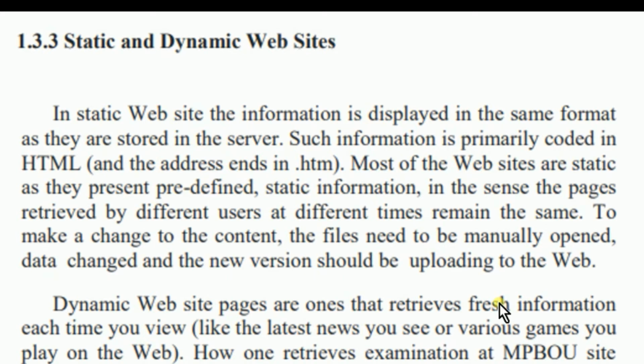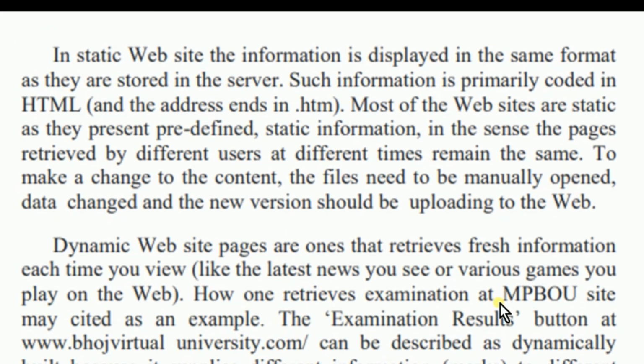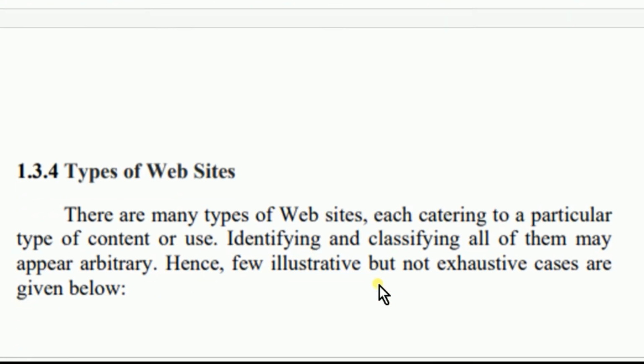That is the static type. Dynamic website pages are ones that retrieve fresh information each time you view them, like the latest news or the various games you play on the website. Examination results on examination sites are dynamic. They will change as per the roll number or registration number. Then it is called dynamic. That means if the user is giving input, and on his input the website is changing, we can call it dynamic.